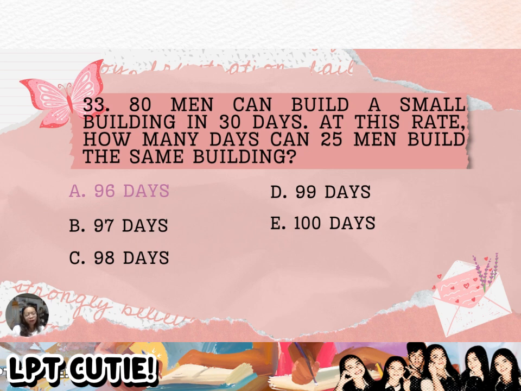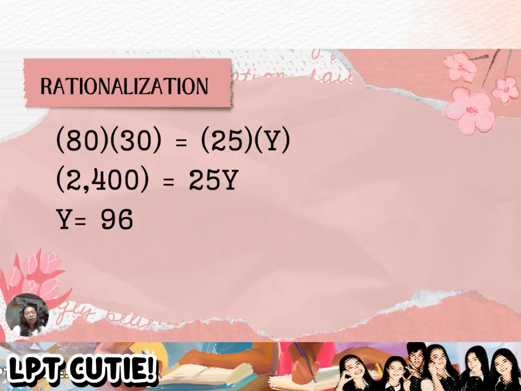So I hope you got the correct answer. So how did we get it? We just have to multiply 80 and 30 and equate it to 25y, which we can simplify to 2400 is equal to 25y, and then y is equal to 96.